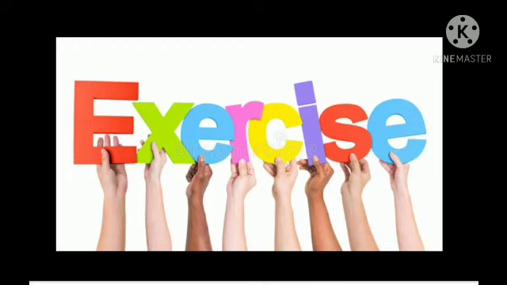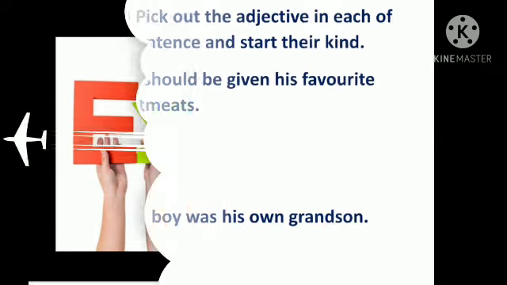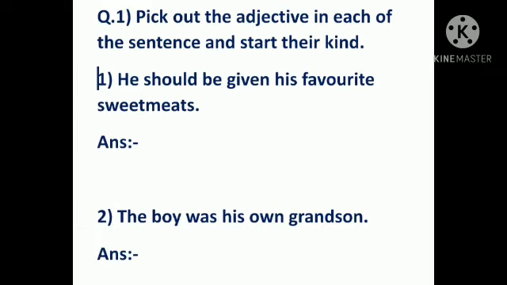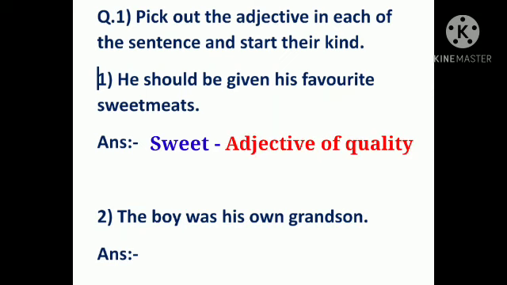Now, let's have one small exercise based on this topic. Pick out the adjectives in each of the sentences and state their kind. Number 1. He should be given his favorite sweetmeats. Here, sweetmeats means sweet food. So, the adjective is sweet, as it answers the question, what kind of food? Here it is an adjective of quality.